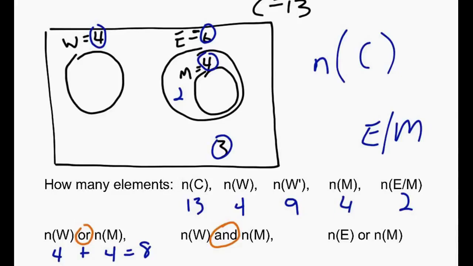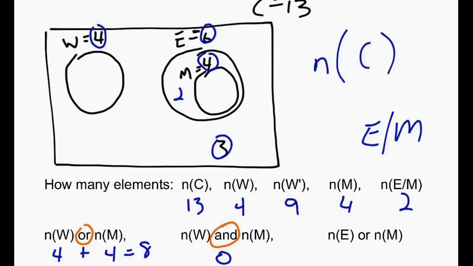Now it says "and", so we want to know how many are in the west and in the Maritimes. And because there is no overlap, right, those circles are totally separate, we've got different provinces, we'd say 0. There's none that are in both the west and the Maritimes at the same time.